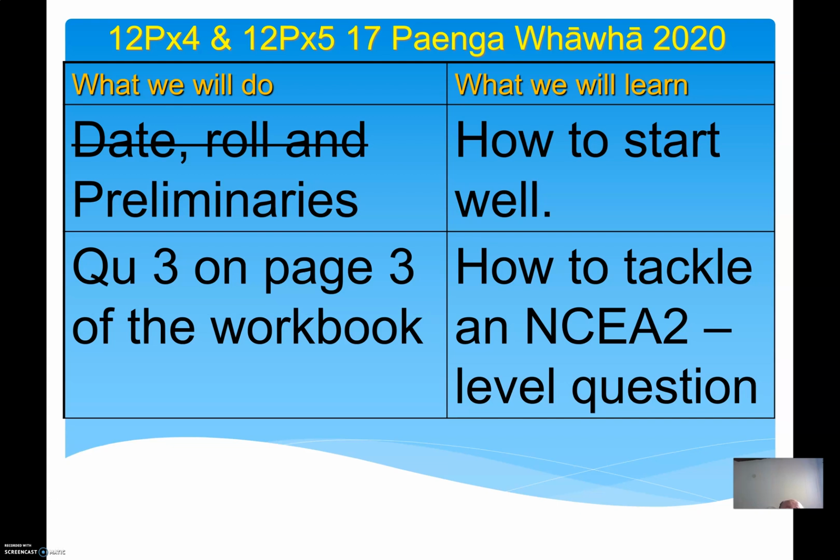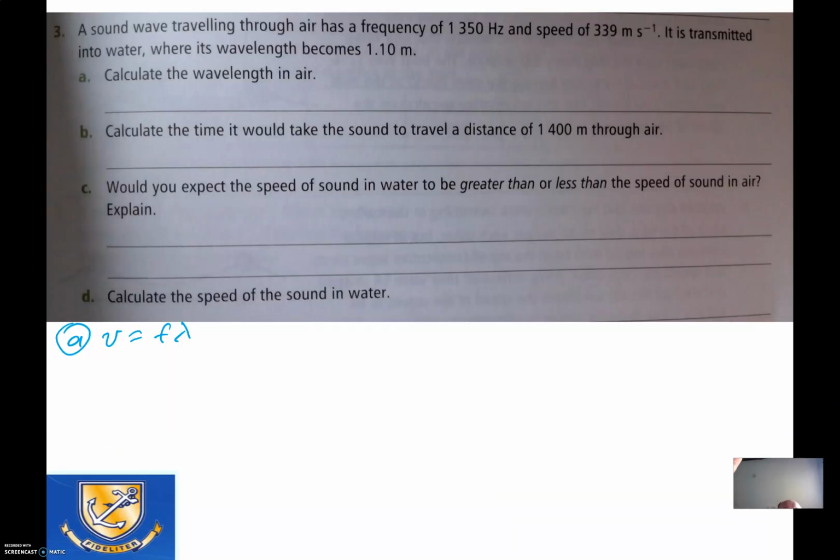I'm going to be working through question 3 on page 3 of the workbook. This is looking at the homework. That to me looks like an NCEA level 2 sort of merit question, possibly even at the bottom end of excellence. So I thought I'd work through it with you. Here it is. It's in 4 parts, A, B, C, D, and I've got part A started.